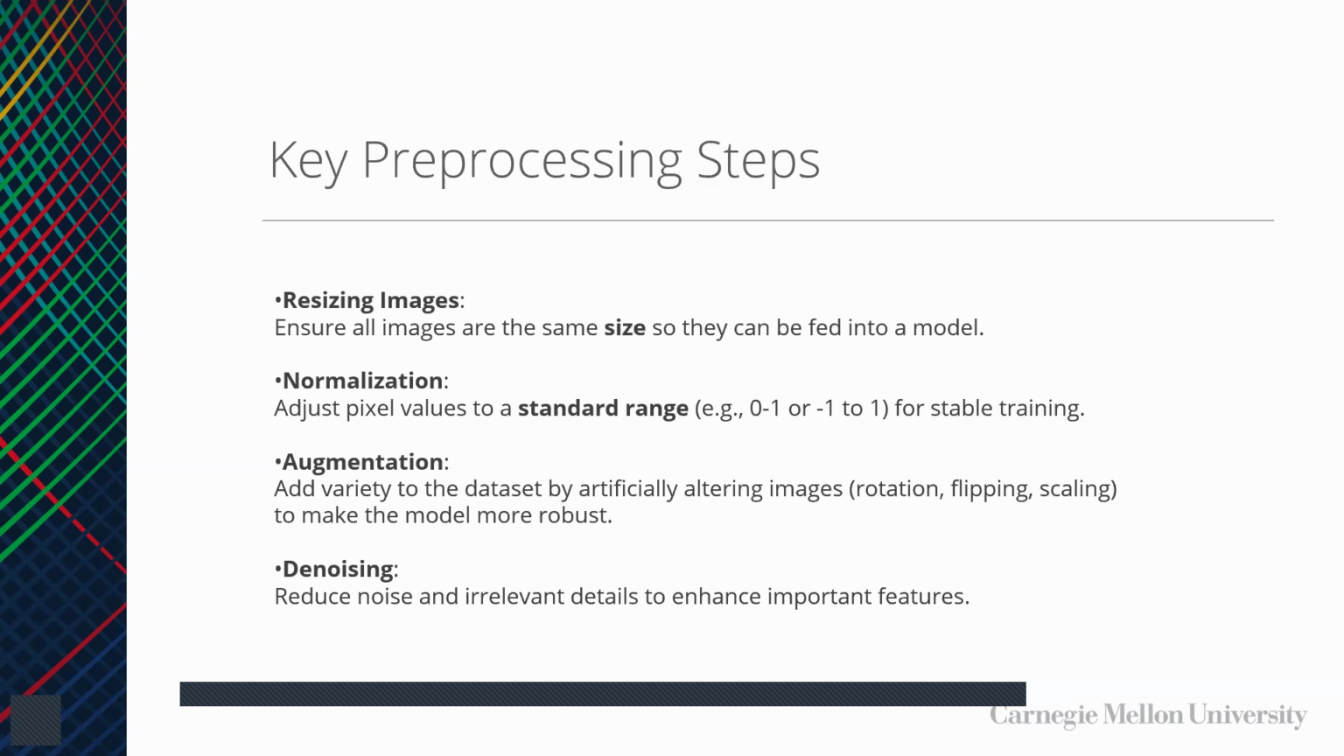We also do augmentation. Here we have different kinds of augmentations, like we rotate the image, we flip the image, we can also do scaling, we can do color jittering and all of that. We're going to see all of that. And also we can do denoising, which reduces the noise and all the irrelevant details that we don't need.